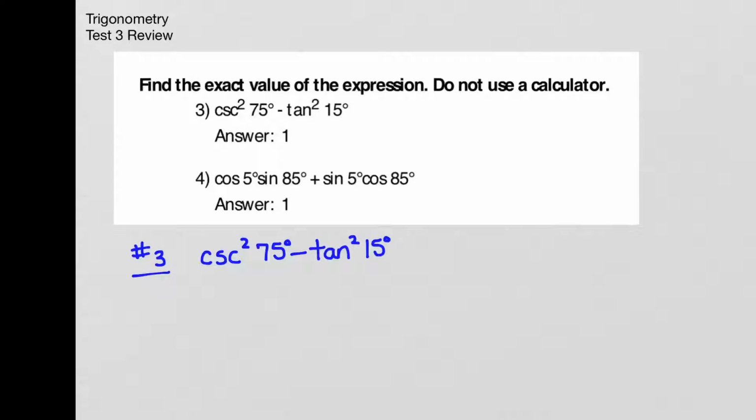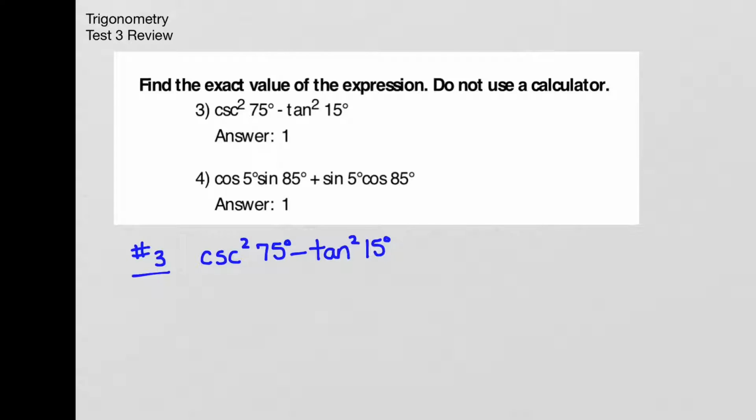In this problem, we need to evaluate and find the exact value of the expression cosecant squared 75 degrees minus tangent squared of 15 degrees. There's a couple of different ways to do this. When I look at this, I see that cosecant squared is of 75 degrees, tangent squared is 15 degrees. These angles don't match up.